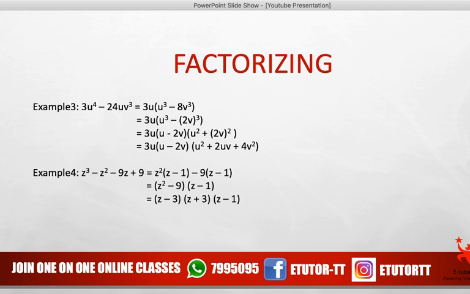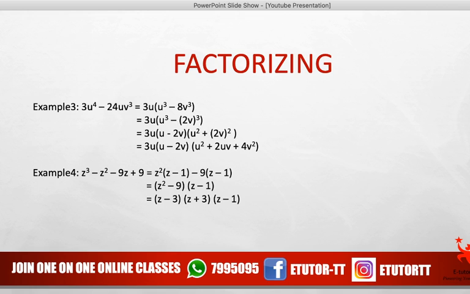Example 4. c cubed take away c squared minus 9c plus 9. So now that is equal to what? Let's see, what do we have in common here? We have c's for 3 of them and we have 9 for 2. So therefore, if you look at c cubed and c squared, we know that c squared could go into both c cubed and c squared. So we could do that one first.